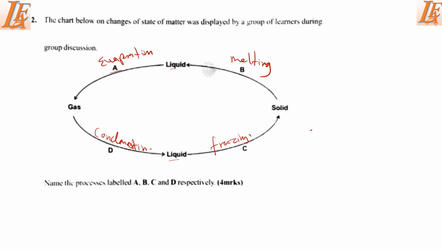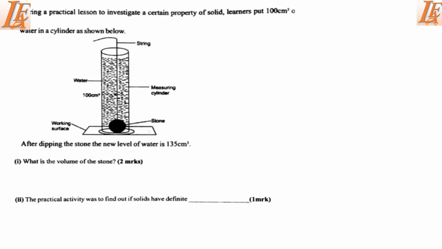Now the question is, name the processes A, B, C, and D. In this course we have already named them. A is evaporation. B is melting. C is freezing. And D is condensation. Then question 13.